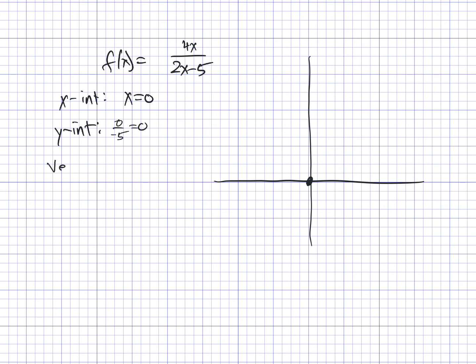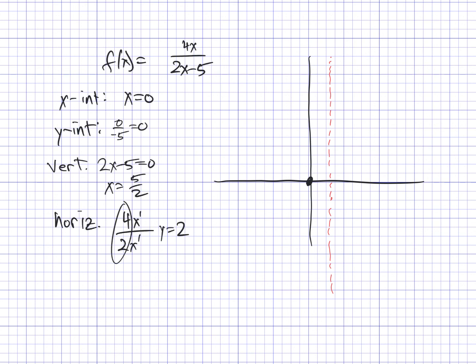Okay. Vertical asymptotes, 2x minus 5 equals 0. So x equals 5/2. Good job. So 2.5. How we doing? Good? Okay. Horizontal asymptote. The leading exponents are the same. So y equals 4 over 2 is your horizontal asymptote. And now graph it, everybody.